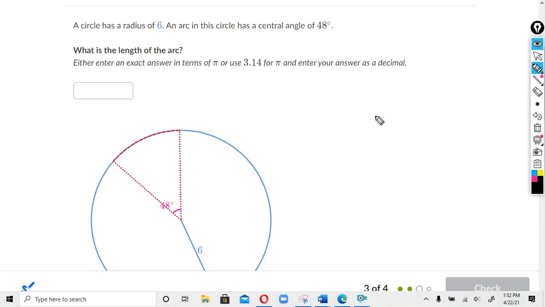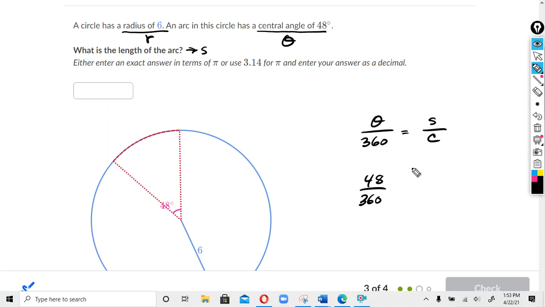So let's write our formula. Theta over 360 equals S over C. The circle has a radius of 6, so that's going to be R, and a central angle of 48, that's going to be theta. What is the length of the arc? That's going to be S. So we're solving for S. Our central angle theta is 48, and that's divided by 360. We're solving for S.